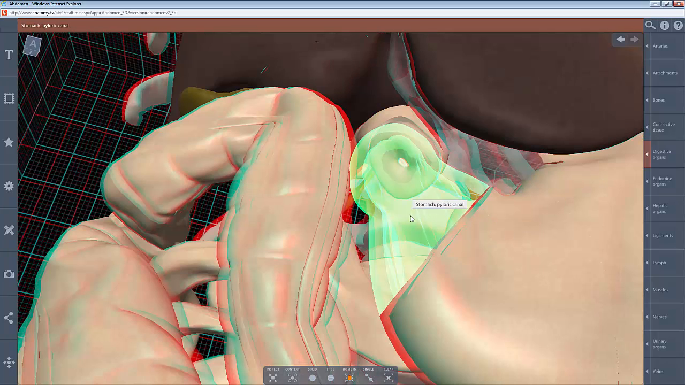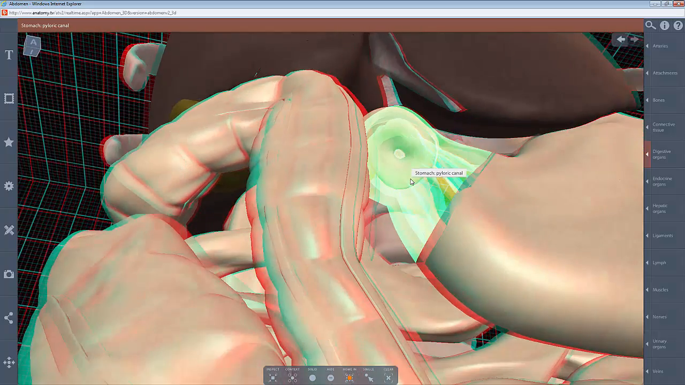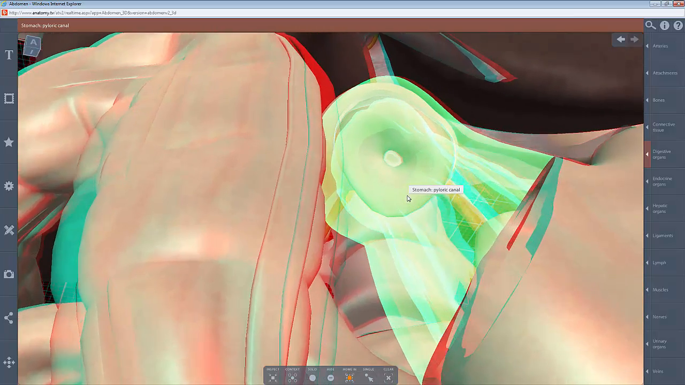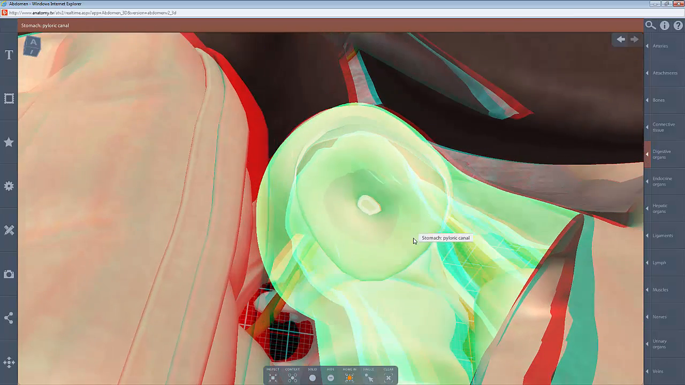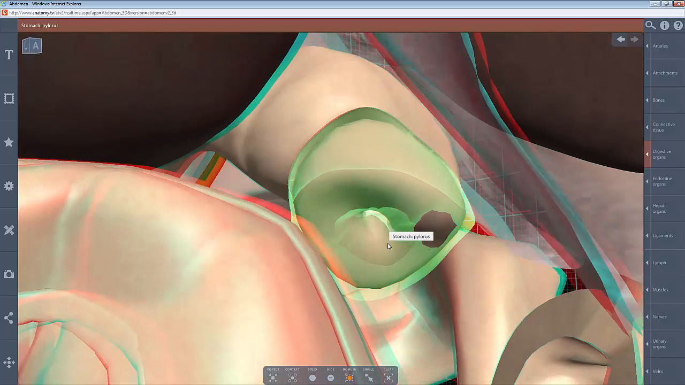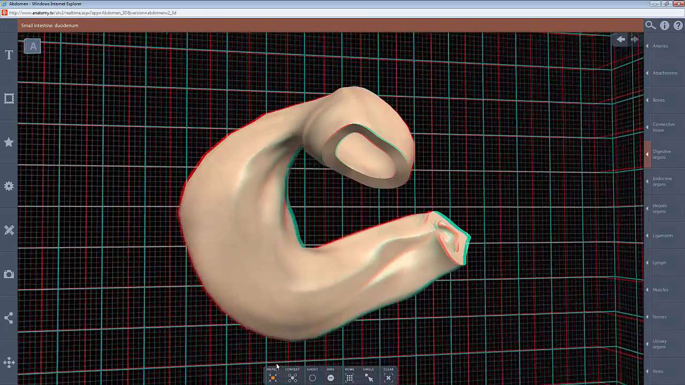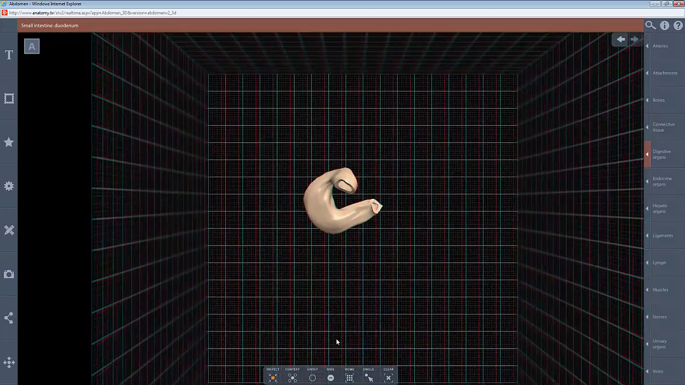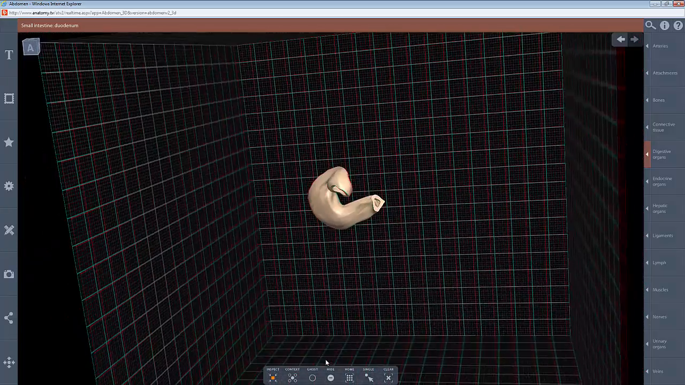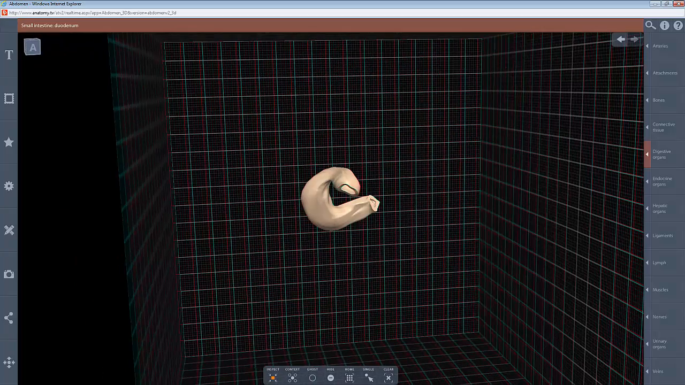I've now ghosted the pylorus and the pyloric canal so that we can have a look right in here. This is where the pyloric sphincter would be. If we were to follow this, we will end up going right into the duodenum, which is located right here. The duodenum itself is C-shaped, as we can now appreciate. That's going to be important to understand because it'll end up cradling the pancreas, specifically the head of the pancreas.